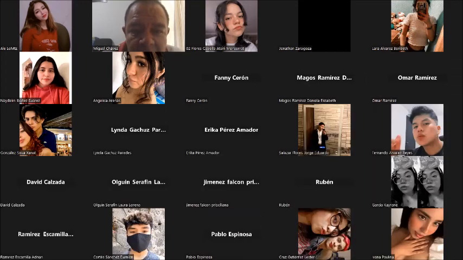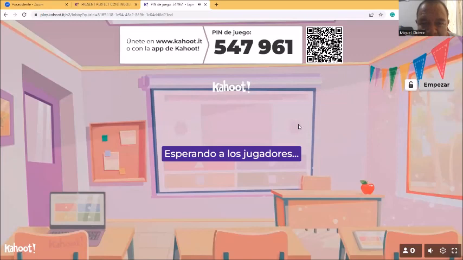Let's see. Then we are going to put into practice this brief explanation about the present perfect continuous, trying to answer the Kahoot game. Okay, the pin for the game is 547961, or scan the QR code that we have next to it.